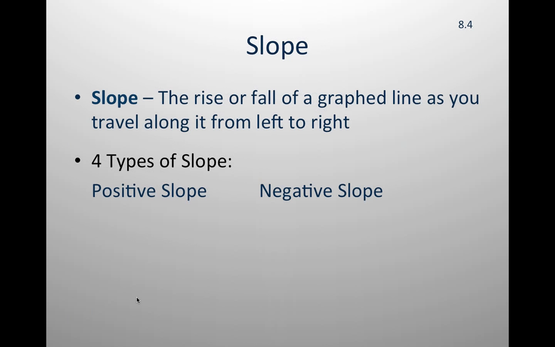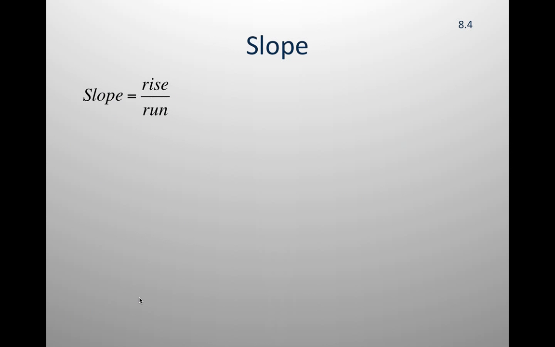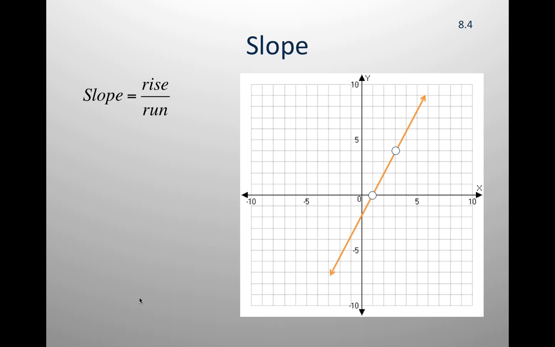The slope is something that we'll use to better understand a graph. It's going to be the rise and fall of the graph as we travel from the left to the right side. There are 4 types of slopes. There's a positive slope, a negative slope, a 0 slope, and an undefined slope. The slope is simply the rise over the run, or the change in the y value over the change in the x value.